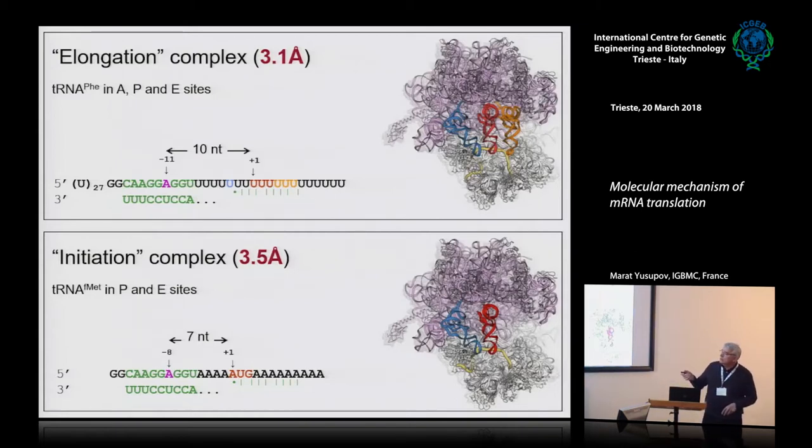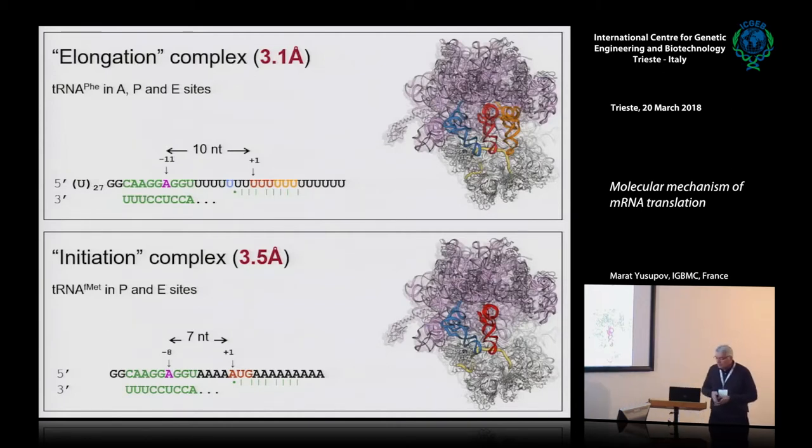In the other complex, we have the same type of Shine-Dalgarno, but we give the ribosome the P site position of the tRNA, just having UUUUU. Okay? This complex we name elongation complex, when the process has already started, or in other words, relaxed complex.